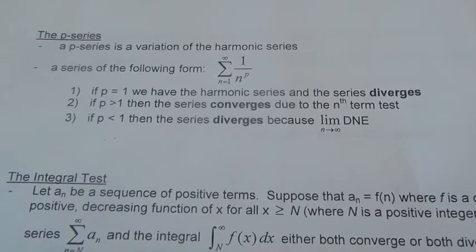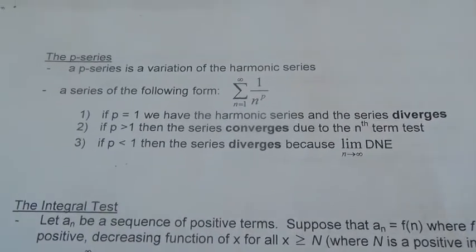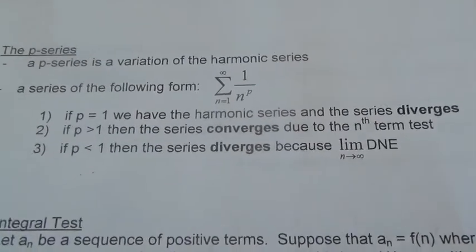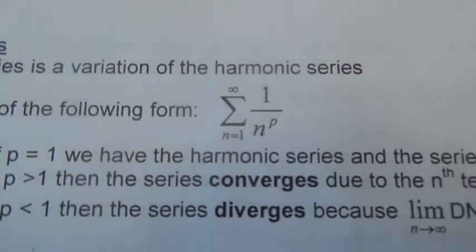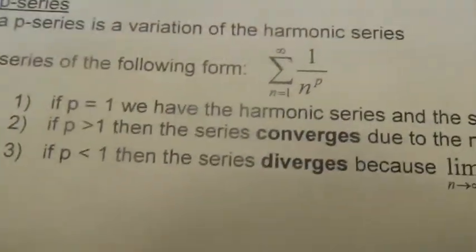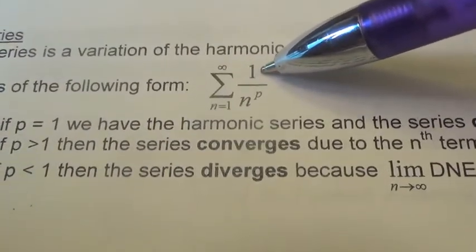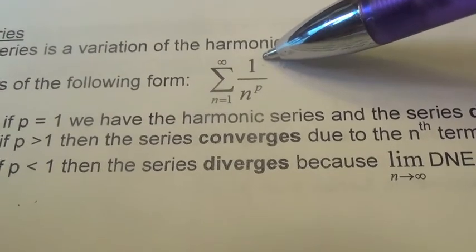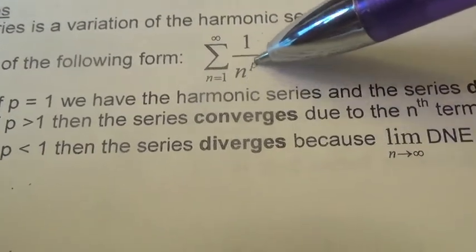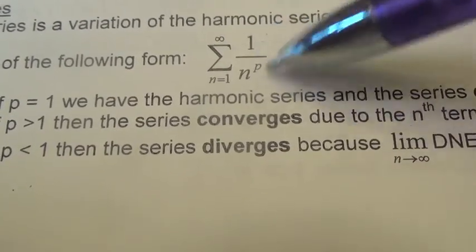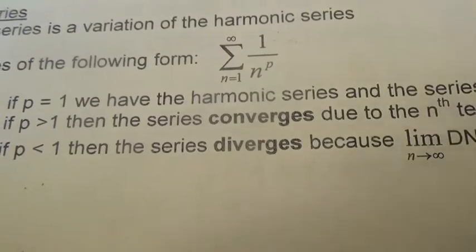Next page. A couple more tests, a couple more ways that we can do these. The first one is called a p-series. A p-series is a variation of the harmonic series. This is pretty much what a p-series has to look like. Your numerator doesn't have to be a 1. It basically needs to be a constant, but in the simplest version, it's going to be a 1. And then you have your n raised to a power. This is called a p-series in this form.